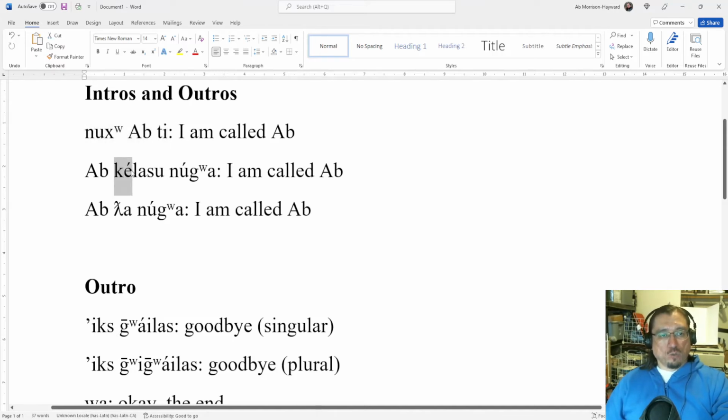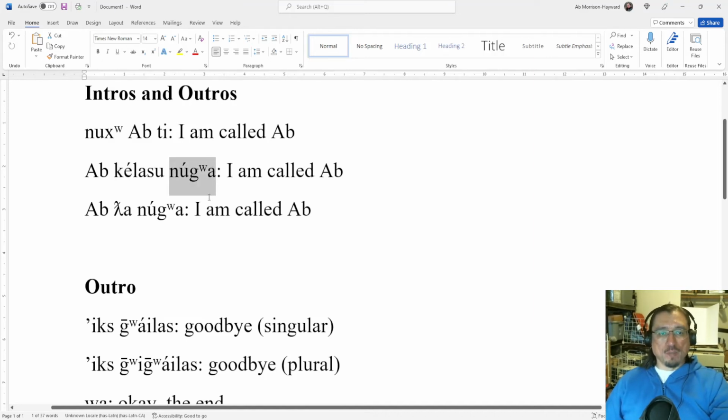So here, the accent is over the E. When you see an E after a K, it makes a K sound. Kilasu. So that accent mark is telling us we're starting at a higher pitch. Kilasu.